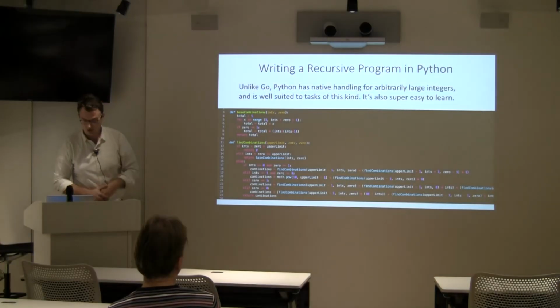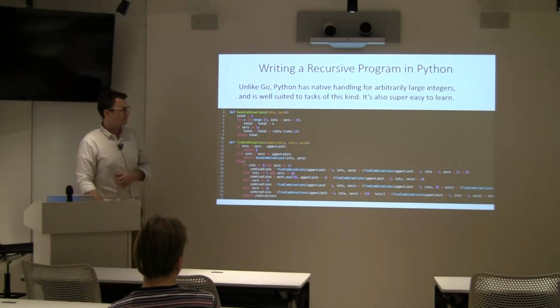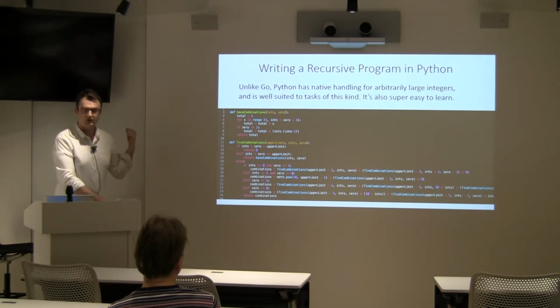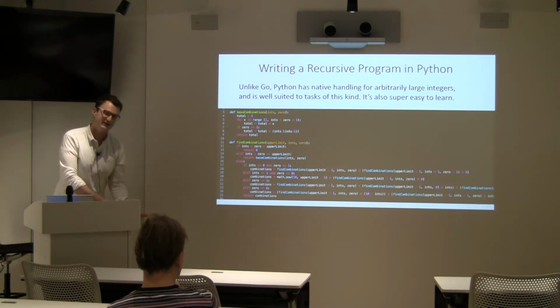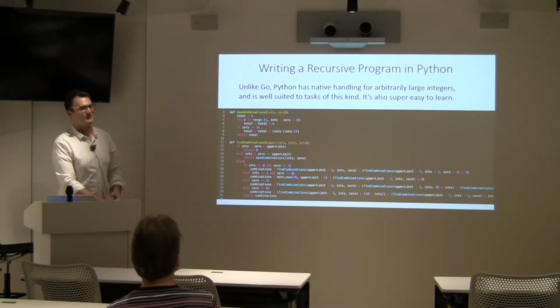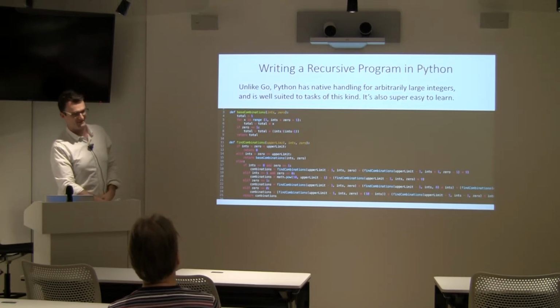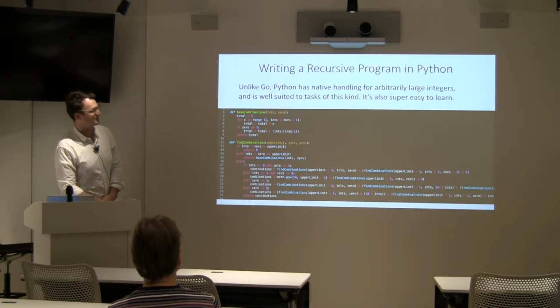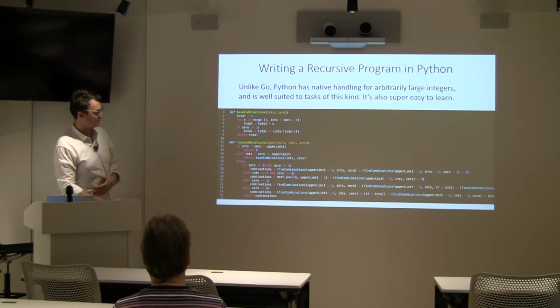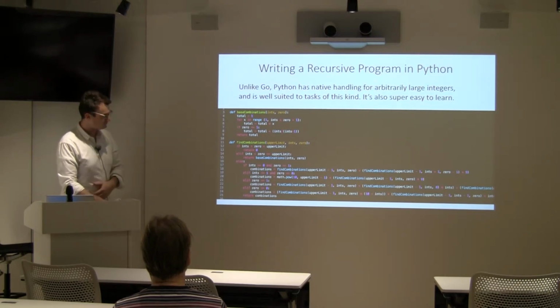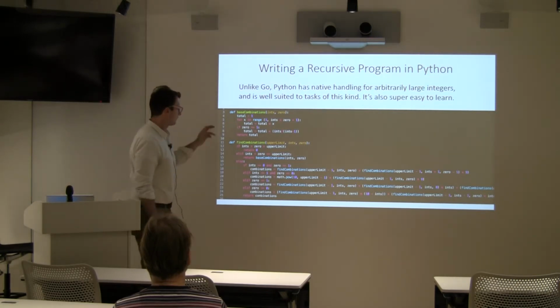Okay. So here's the recursive function. I wrote the first one in Go. I wrote this in Python because Python has native handling for arbitrarily large integers, and that's really useful when you're writing something like this, because to do it in Go would just be a complete nightmare. Also, it's easy to learn, which is good because I don't really know Python, so I just sort of scraped this together. So here's your recursive function, right?